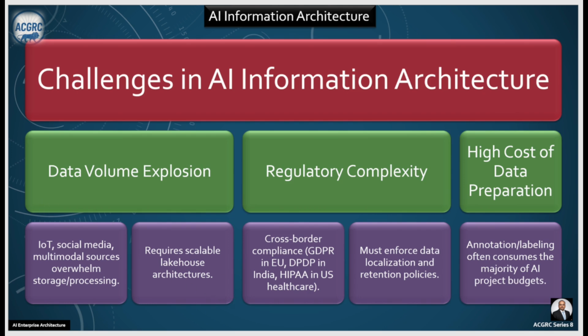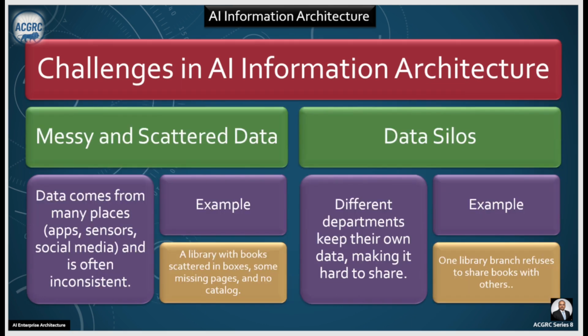Moving on, you have challenges in terms of messy and scattered data, data silos that we discussed, poor data quality, privacy and risk aspect, and so on. If I go a little deeper or take a round on that, data comes from many places. It could be apps, sensors, social media, and is often inconsistent. Example, a library book scattered in a box. Some are with missing pages and some there is no catalog. So that's the messy and the scattered data challenge.